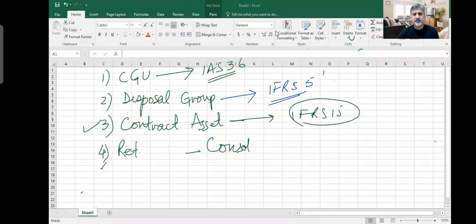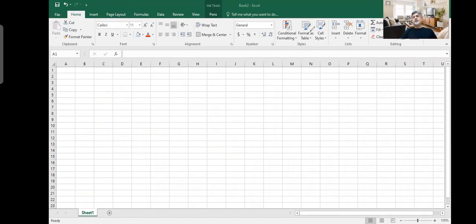Okay, next thing we are going to discuss in today's brief session is contract asset under IFRS 15. Let me remove this because I want to write more here. Now let me tell you first the background of this. I'm going to type it because I have to type more. Contract asset, or we talk about contract liability.